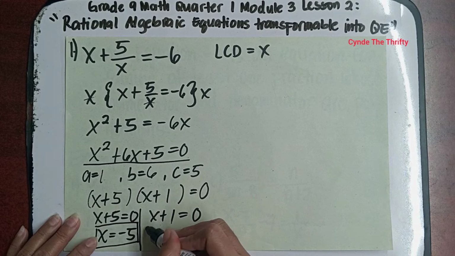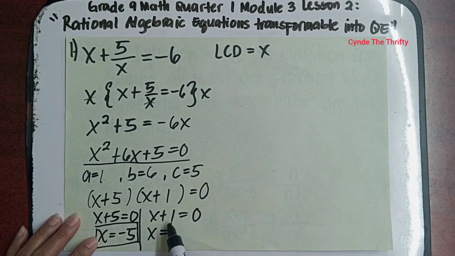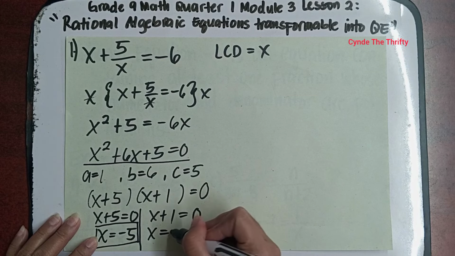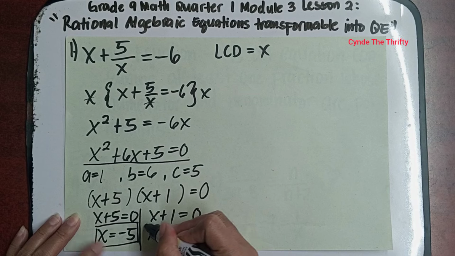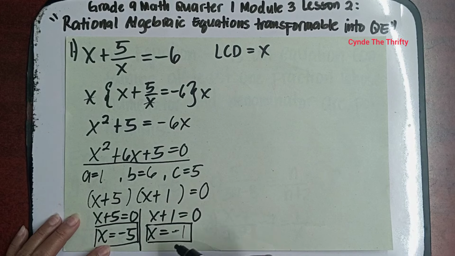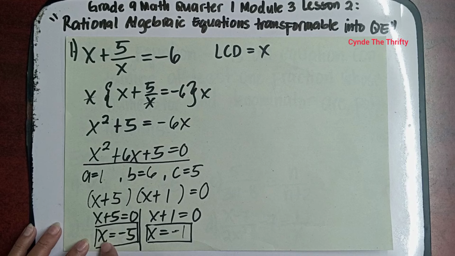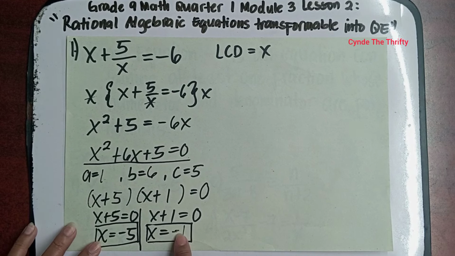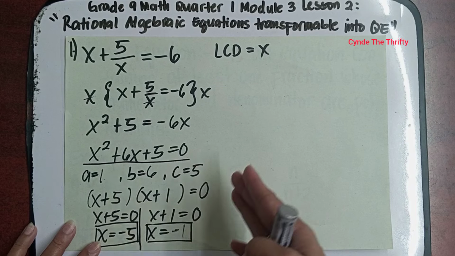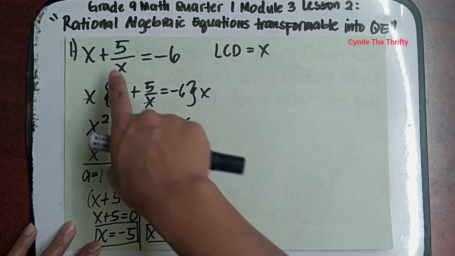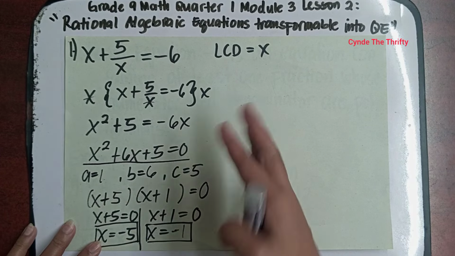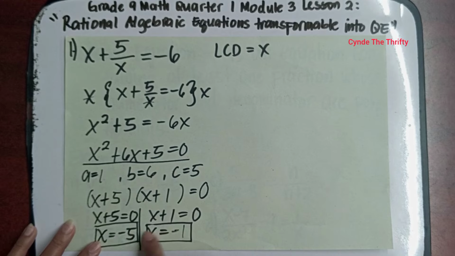And then sa kabila naman, x, ilipat natin si positive 1 sa kabila. So magiging negative 1. Okay, so ito na yung value ng ating x sub 2. So the solution of the equation is x is equal to negative 5 or x is equal to negative 1. So these values of x make our equation true. Ngayon, i-check natin siya kung tama ba ang value ng ating x.